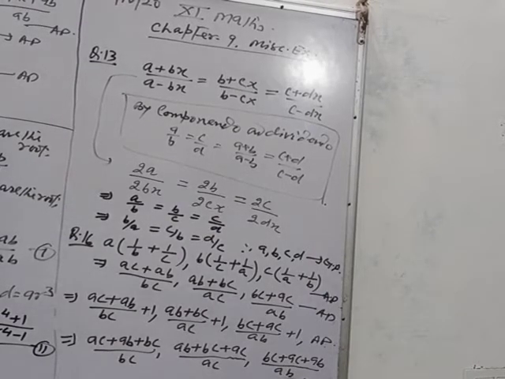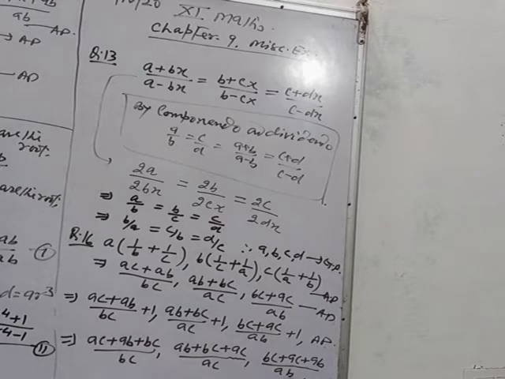Now see question number 16. What is the question? The question is: a(1/b + 1/c), b(1/c + 1/a), and c(1/a + 1/b) are given to be in AP.